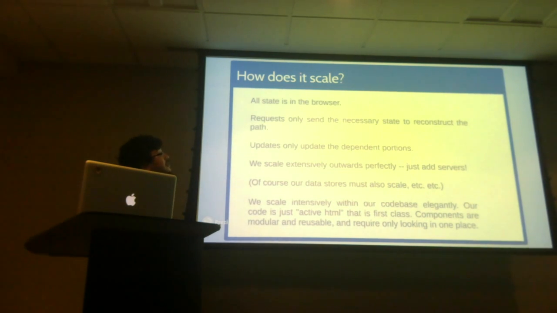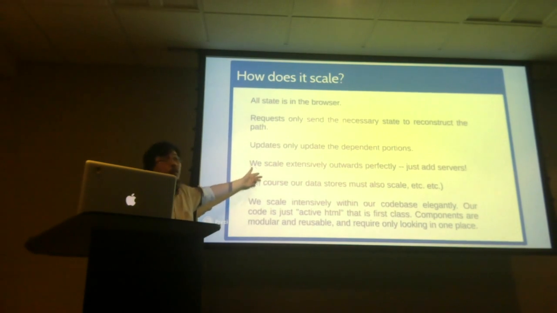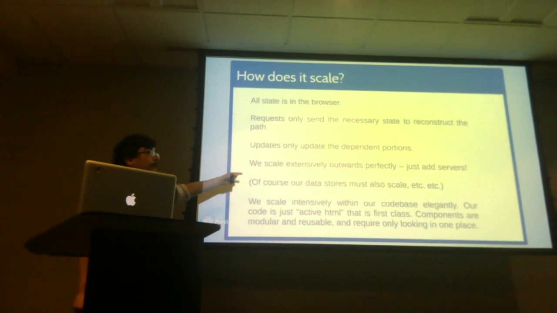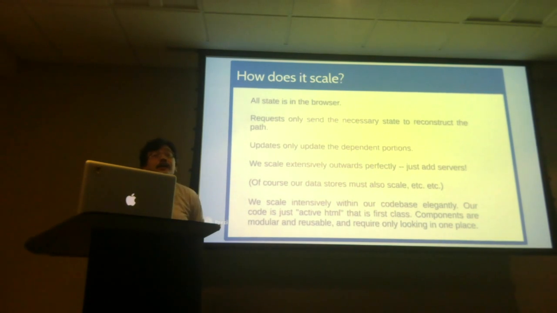Requests only send the necessary state to reconstruct the path, right? So you don't traverse every part of the tree, only the parts you need to. Updates only update the dependent portions. So if I need to reach twice as many people, I can have twice as many servers, and it cannot be the case that there's any problem with that. And of course, updates have to scale. There are all the other problems with that, but not that one.